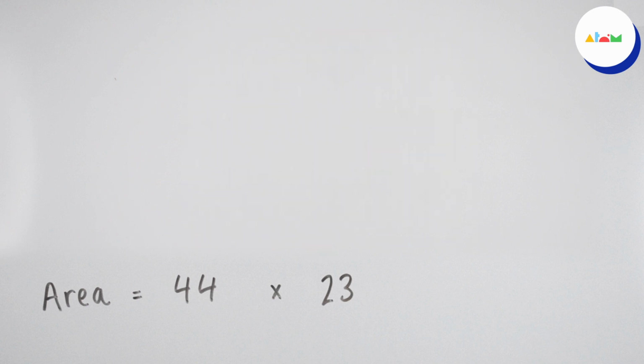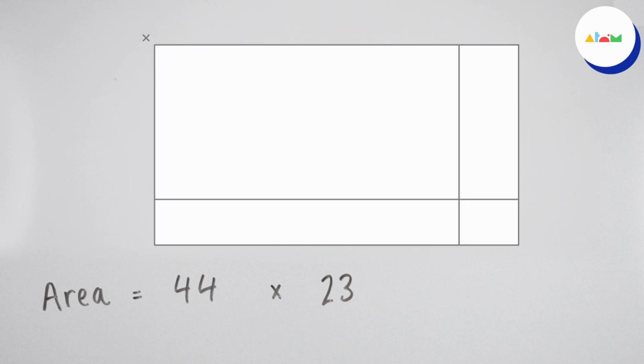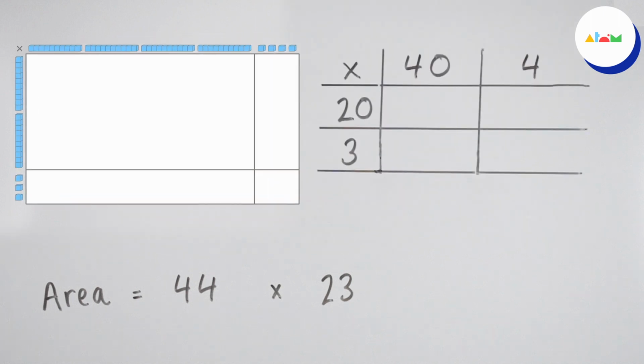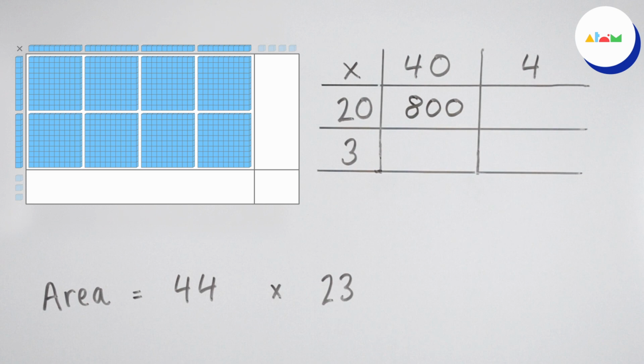We can represent 44 with base 10 blocks using 4 10s and 4 1s. We can then represent 23 with 2 10s and 3 1s. Next, we will build a table to keep track of the products of each calculation, and then we will add everything together. Starting with the 10s, 40 times 20 is 800.